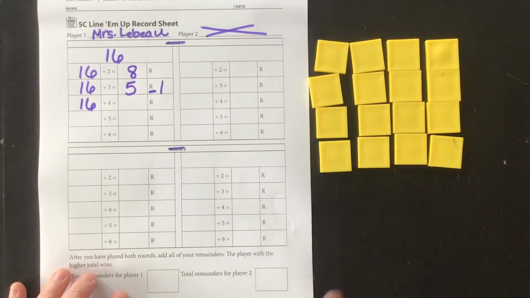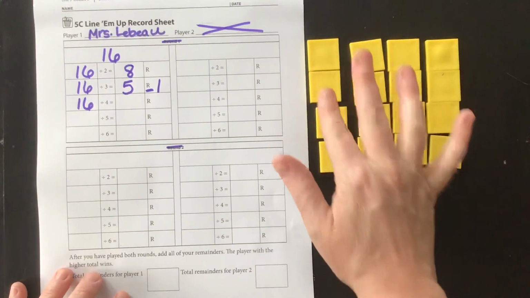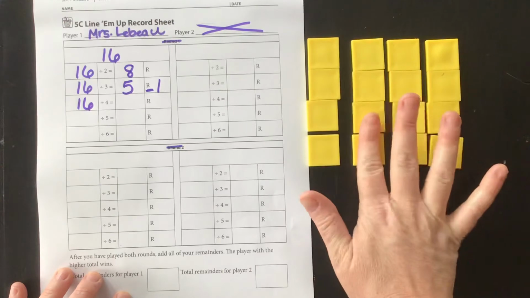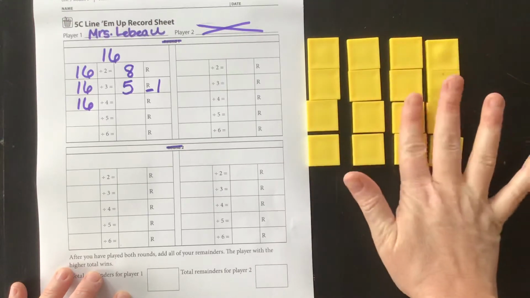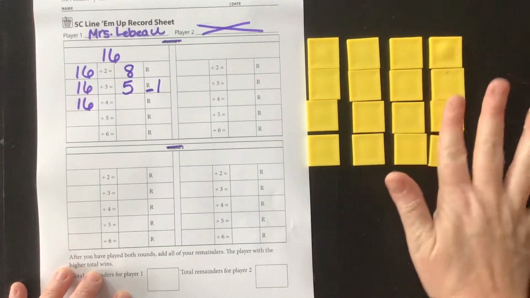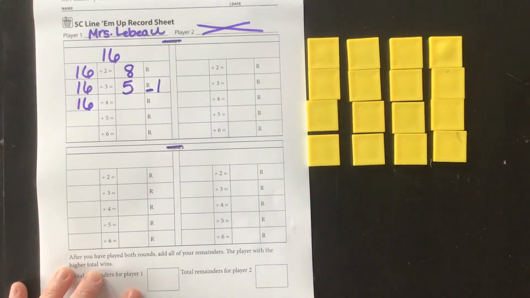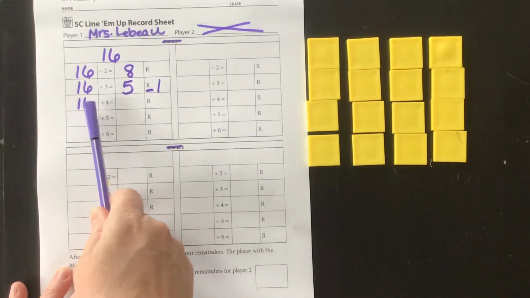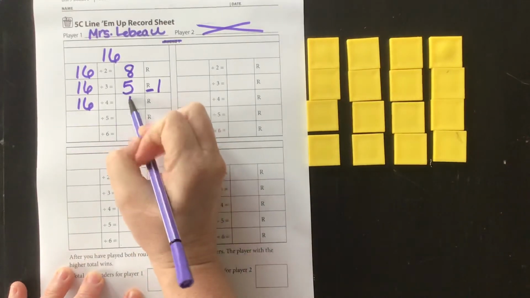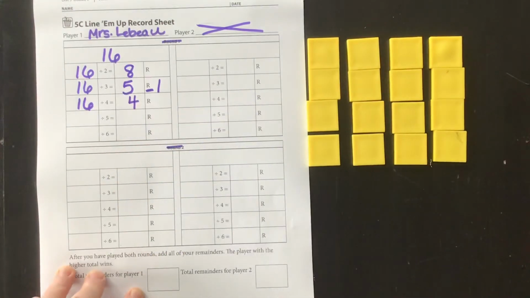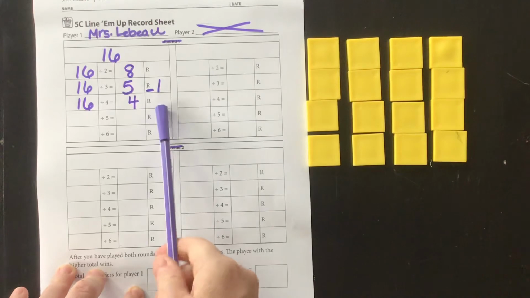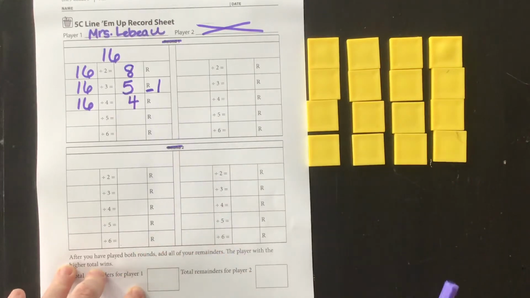Okay, how many are in? This is one line. This is another line. How many are in each line? So 16 divided by 4 gave you 4 ants in each line. Were there any remaining? Nope, there were 0 remaining.